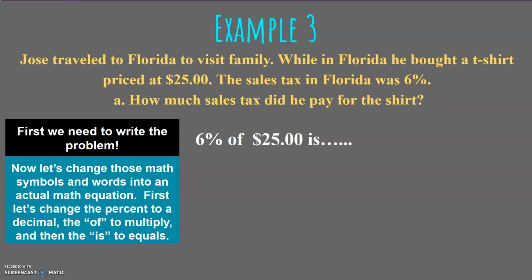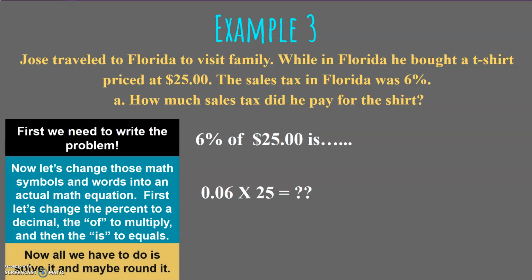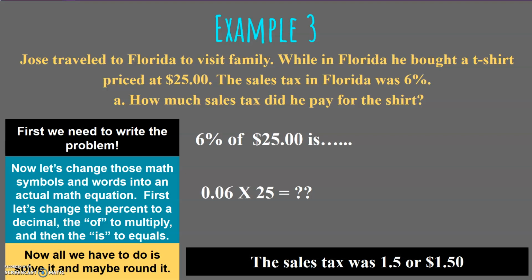Well, we need to change our symbols and words into mathese. So our percentage becomes 0.06, of becomes multiplication, and is becomes an equal sign. Now all we need to do is multiply. 0.06 times 25 turns out to be 1.5. So the sales tax was $1.50.